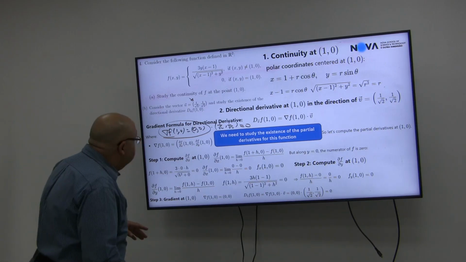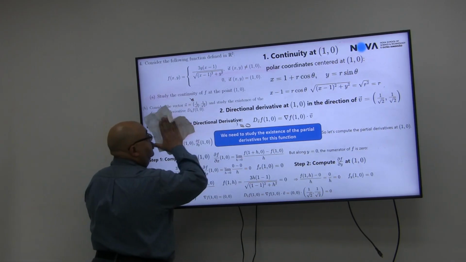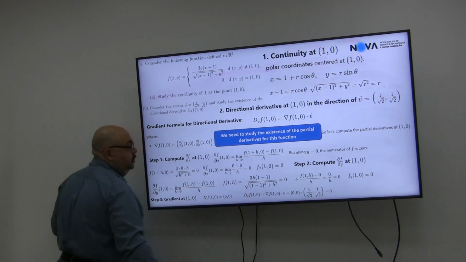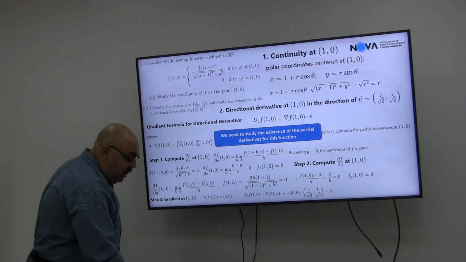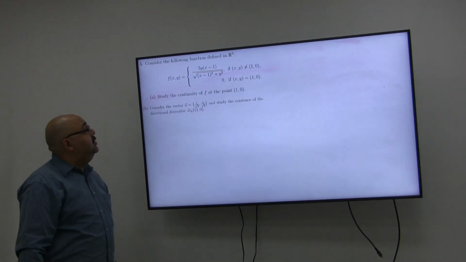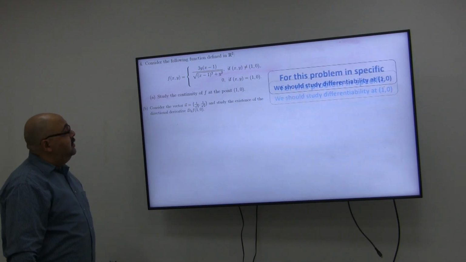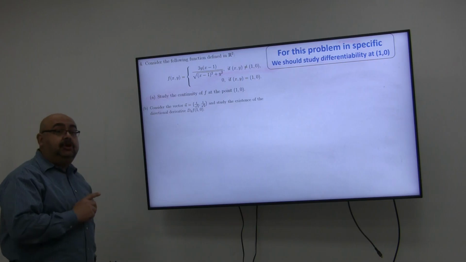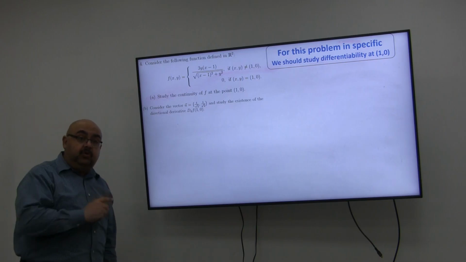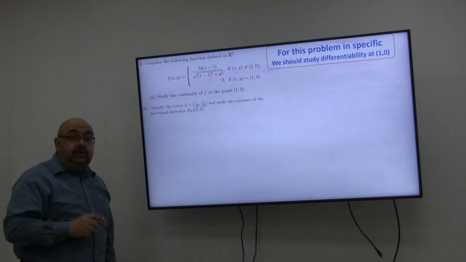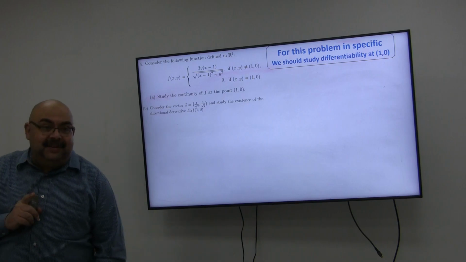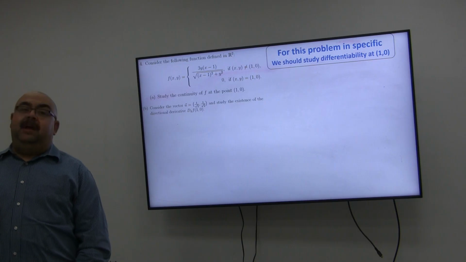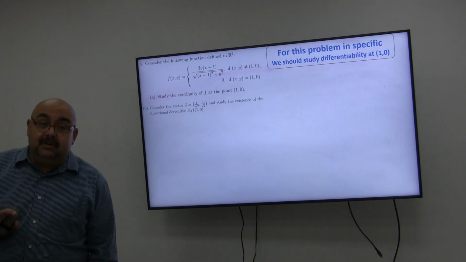So this is how to evaluate. As you can see, this problem covered two main things. It tested your knowledge of continuity, and also your knowledge of the directional derivative. For this problem specifically, we should study differentiability. Remark, I must say that this function is continuous. We saw that it's continuous, and the directional derivative is equal to 0.